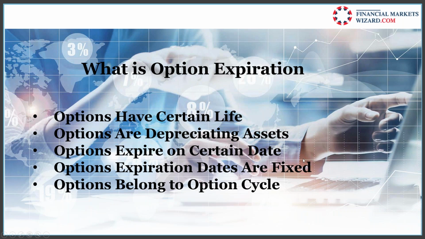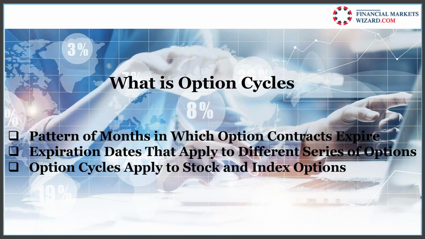All options have an expiry, and the dates are fixed. Once the option is assigned to a cycle and that month is added, it has its own expiry date, and that date is fixed. So options belong to an option cycle. All options belong to an option cycle, and there are three types of option cycle. We will go through that. What are those three option cycles? All right, so now, what is an option cycle?